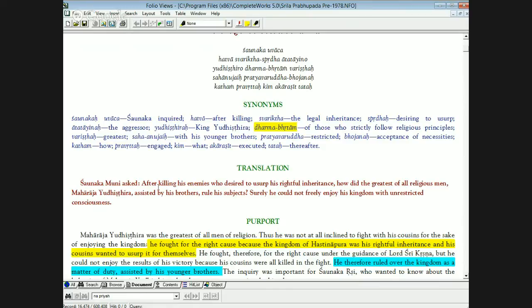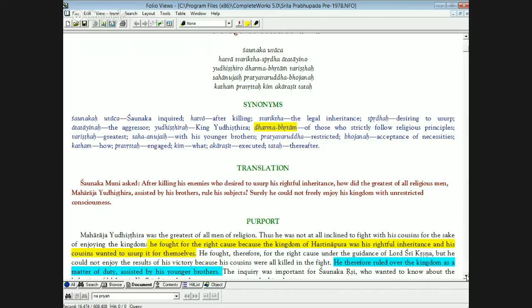Shaunaka Muni asked, after killing his enemies who desired to usurp his rightful inheritance, how did the greatest of all religious men, Maharaj Yudhishthira, assisted by his brothers, rule his subjects? Surely he could not freely enjoy his kingdom with unrestricted consciousness. We continue the sequence, we read the purport and we discuss.